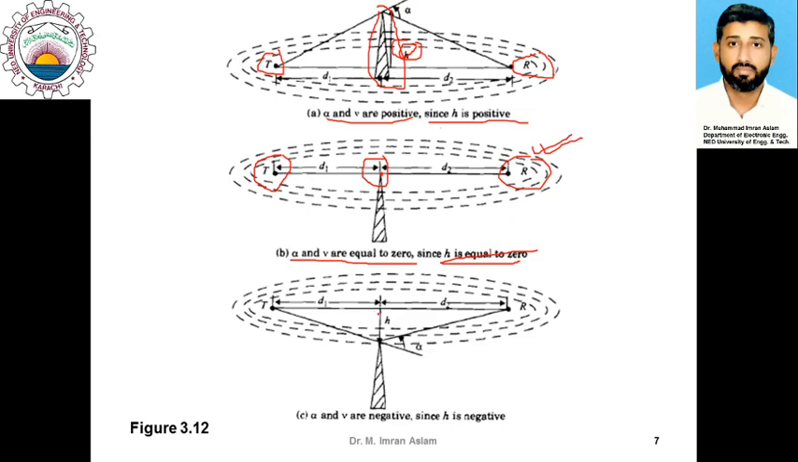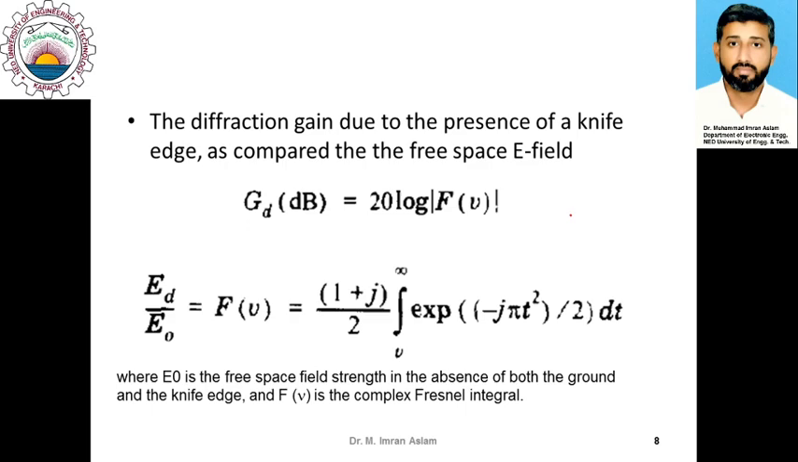The third case is the one where we have obstruction, but still there is a direct line of sight path available between transmitter and receiver. In other words, the height of obstruction is smaller, so it does not block the line of sight path, but it does block some of the Fresnel zones. So it will cause some loss, but the line of sight path remains available. In that case we take height to be negative, and eventually alpha and nu will be negative values.